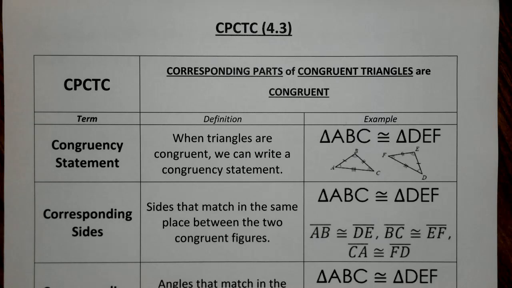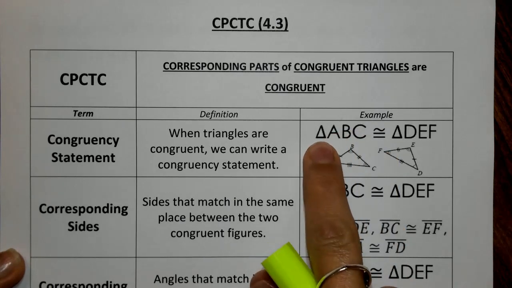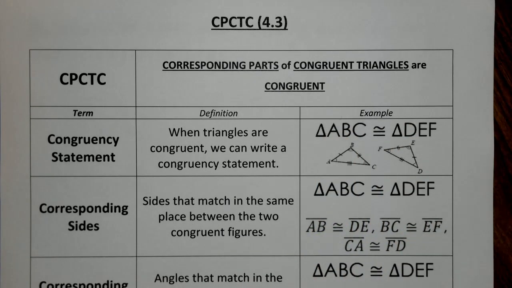So your congruency statement is, when you have two triangles that are congruent, we can write it like this with the congruent symbol in between. So we write the triangle symbol, the letters, the congruent symbol, and then we write the triangle symbol and the letters of the second one. Now, what we need to understand is these corresponding parts. The order or position that the letter is in the name, they have to match up.